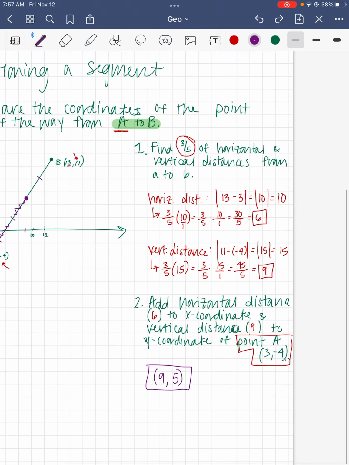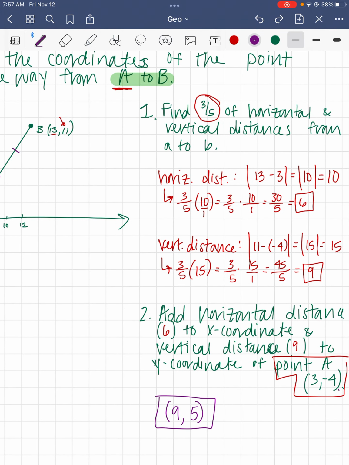Okay, so here are your steps again. So make sure you have these. These will always be your steps to partitioning a segment, right? You'll just have to put in what the ratio is of the current problem you're working on. And then you'll add those distances to wherever your starting point is. So those are the things that are going to change, but everything else is pretty much going to stay the same. You're going to do the same thing with every problem.